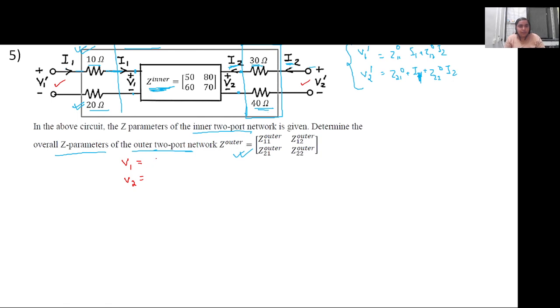So V1 can be written in terms of the input and output current as, since for the inner network the Z parameters are given, we will write 50 into I1 plus 80 into I2, and V2 is 60 I1 plus 70 I2.